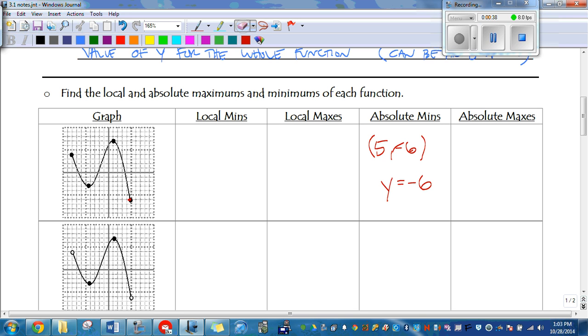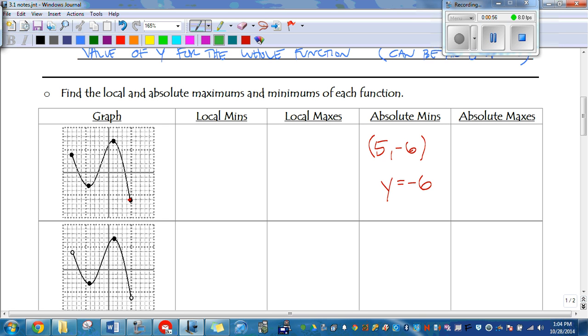We definitely need to have the y value, though. You can't just tell me at x equals 5. There will be some problems down the road where it asks at what x values, and in those cases you can give the x value, but in general you want to have the y value included in your answer, because that's the lowest y value that we're talking about.